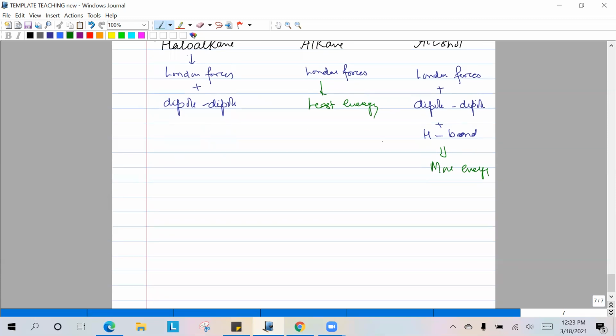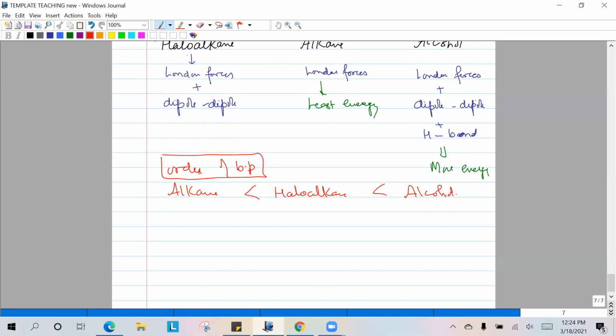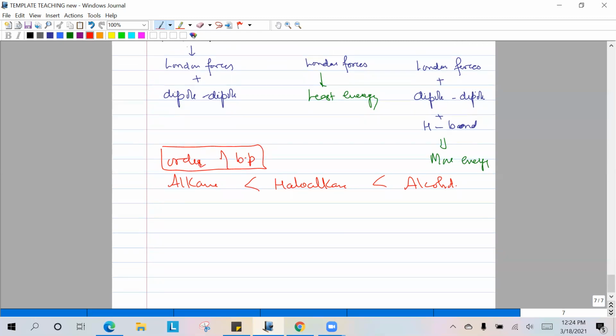So if I want to arrange them in order of increasing boiling points, the alkanes will have the least boiling points, then the haloalkanes, and the alcohols will be maximum. So this is the order of boiling point when you are comparing different types of organic compounds. And the reason is based on simply what the intermolecular forces existing between them are.